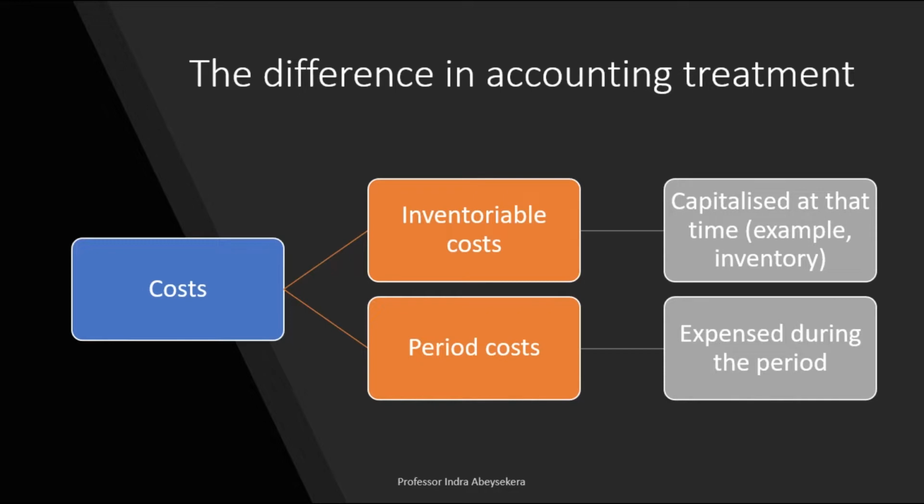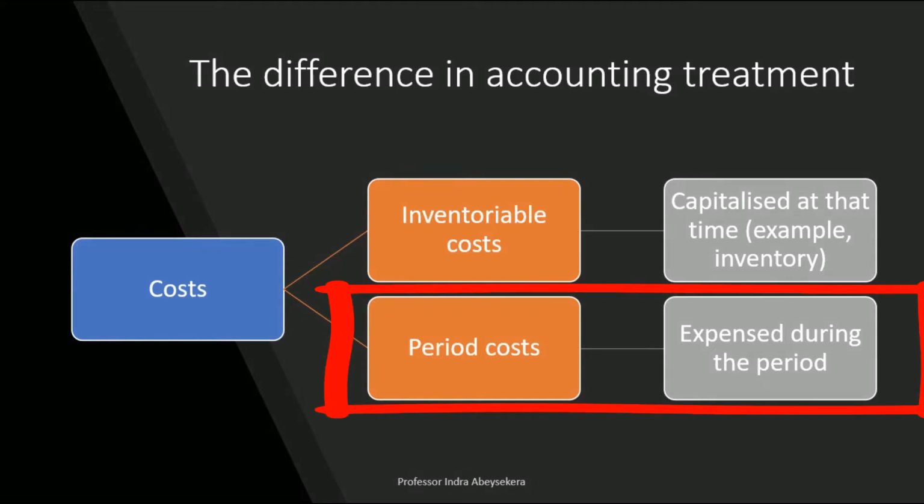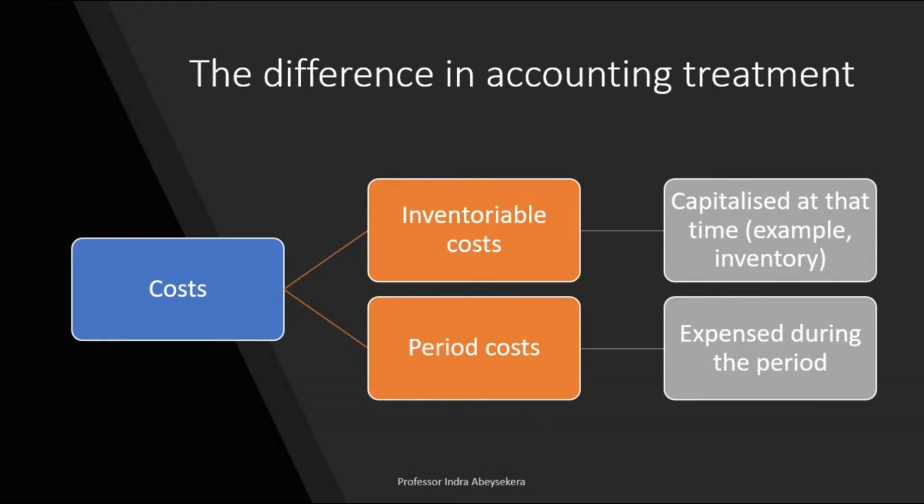Then there are also period costs, like for example, buying petrol for transportation. That's expensed during the reporting period, and that becomes a period cost.